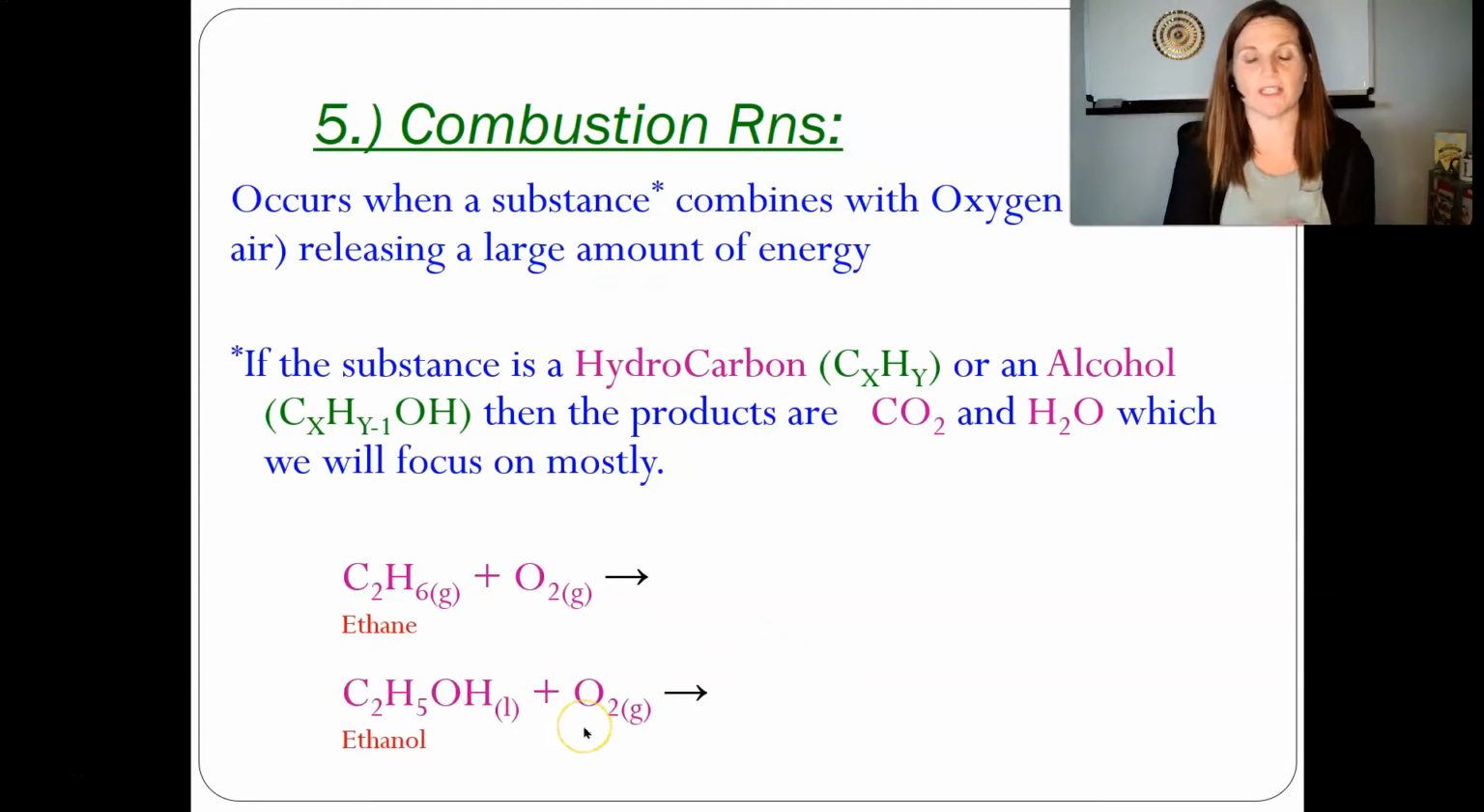So here are two examples of combustion reactions. The first one is ethane, C2H6. This is a hydrocarbon. Hydrocarbons have just hydrogen and carbon. That's why they're called hydrocarbons. Plus oxygen. Hydrocarbon plus oxygen always produces the same two products. Do you remember what they are? Carbon dioxide and water. Next is ethanol, which is like ethane, but it has an alcohol OH group on it. Ethanol reacts with oxygen, and guess what it produces? Carbon dioxide and water. Every combustion reaction.